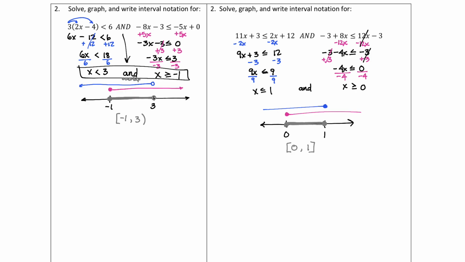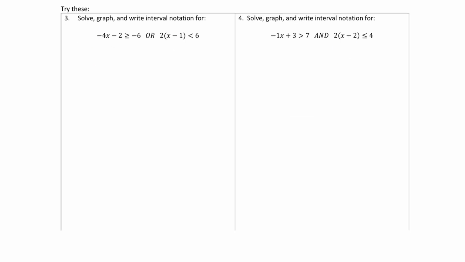All right, next one. And you can see these are getting a little bit trickier. You got some parentheses thrown in. And this says try these. So try them on your own and then come back. But this one is an or and this was an and. So be careful. You're going to graph them a little bit differently at the end. Okay, so pause it and come back.